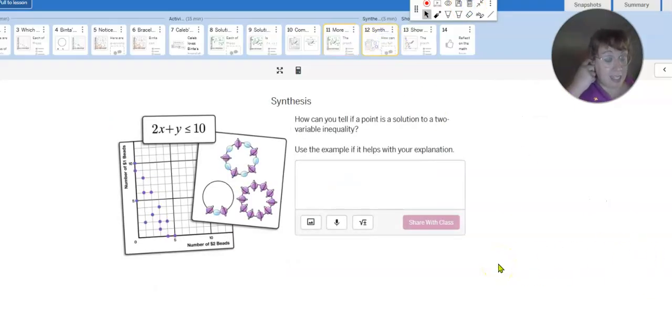This is a synthesis. So how can you tell if a point is a solution to a 2-variable inequality? Based on what we've talked about in this lesson, what are some tips that let us know, using a graph, using an equation, or using a diagram for the bracelets? So just pause the video and do a little reflection here about what are some tips that we learned throughout this lesson that would let us know whether a point is a solution or not.